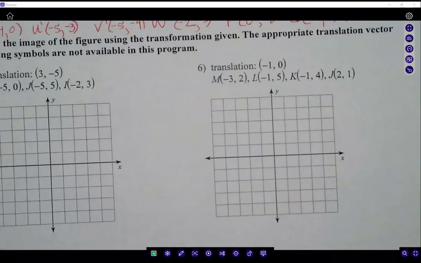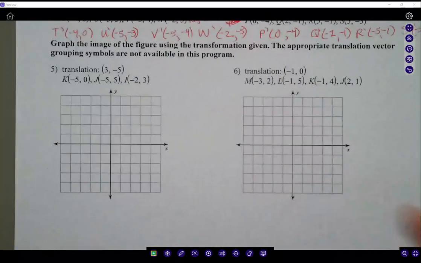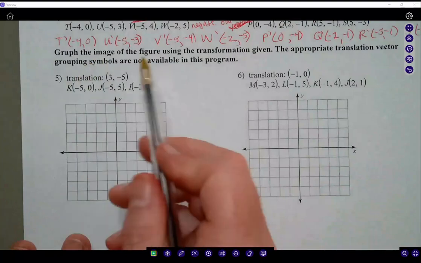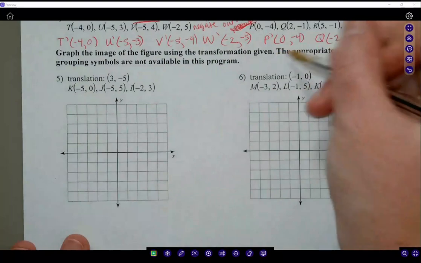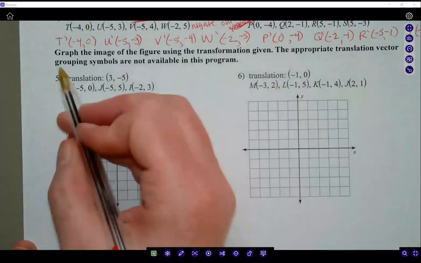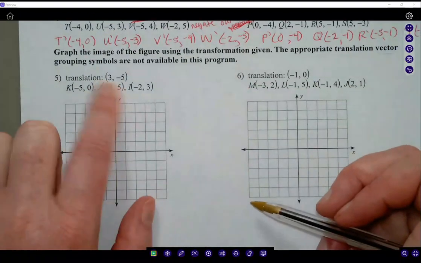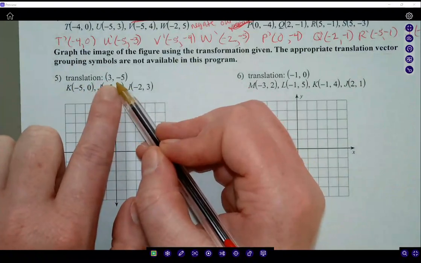Okay, numbers 5 and 6, we are doing translations. I'm going to show you two ways to go about it. We can do it algebraically, or we can do it graphically. The instructions say graph the image of the figure using the transformation given. Note that the appropriate translation vector grouping symbols were not available in the program that I used to build this, so the translation is indicated using parentheses rather than those little pointy brackets.